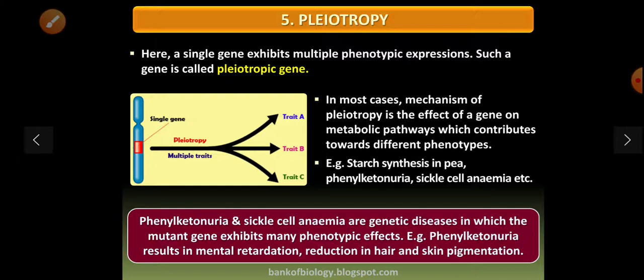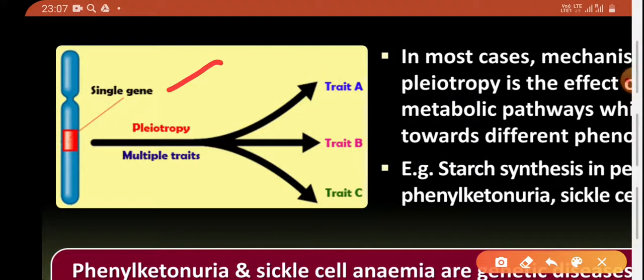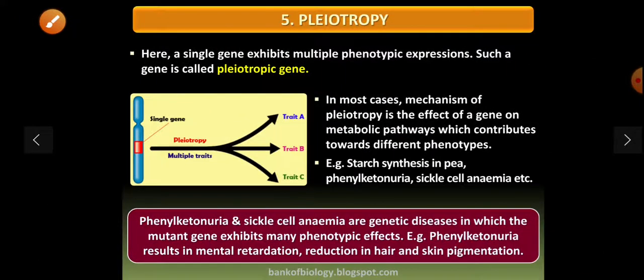Phenylketonuria and sickle cell anemia are genetic disorders in which the mutant gene exhibits many phenotypic effects. Phenylketonuria results in mental retardation and reduction in hair and skin pigmentation. Here we can see a single gene with multiple traits A, B, C, which means that a single gene can give three types of traits. That is pleiotropy.